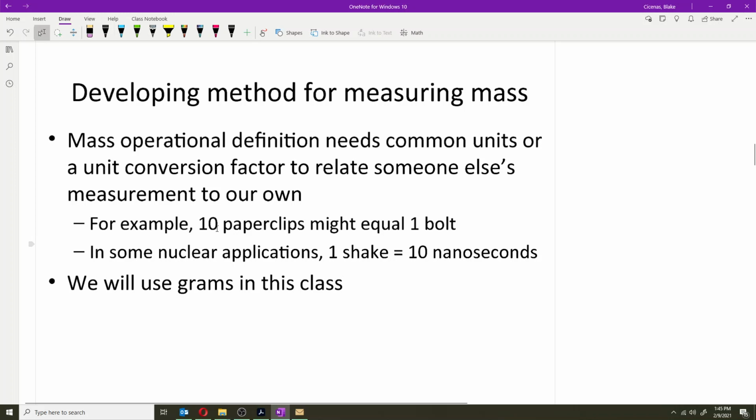In any case, we're going to use grams in this class. The standard unit for mass is a kilogram, but we deal with mostly smaller objects, so we're going to deal with grams.